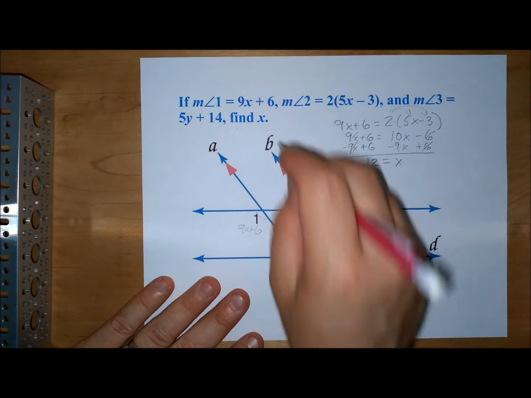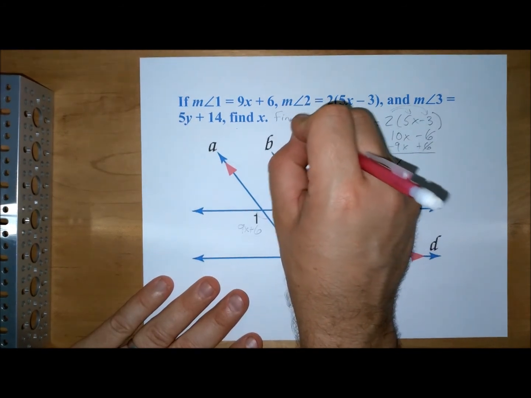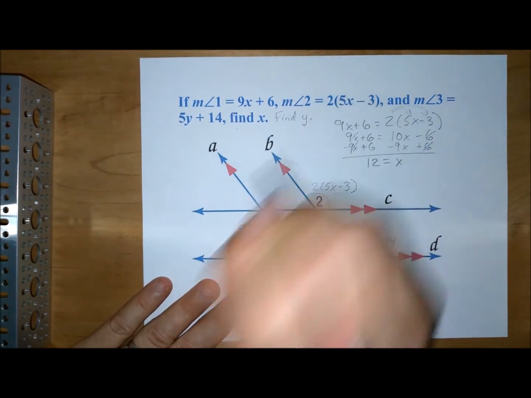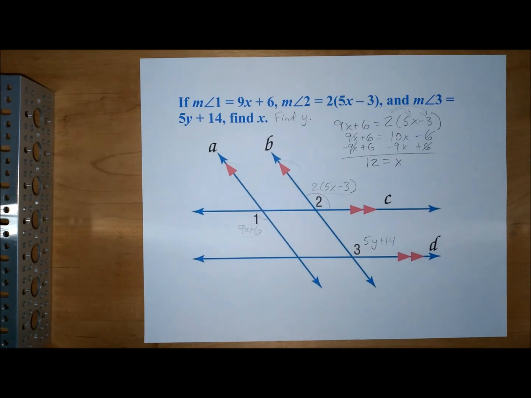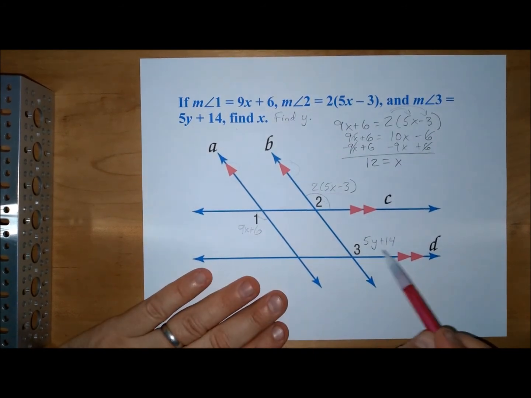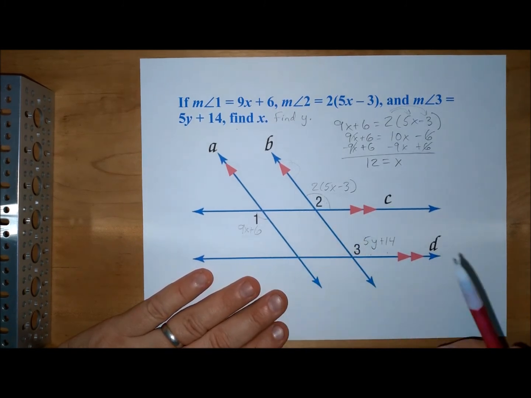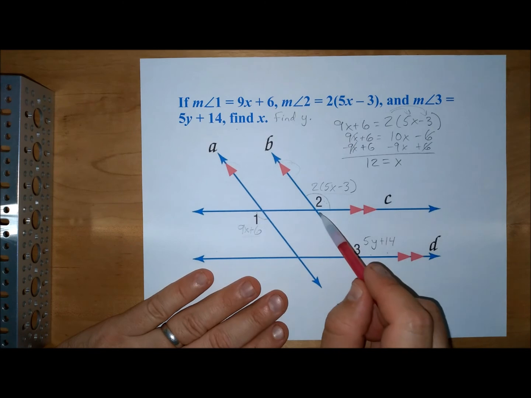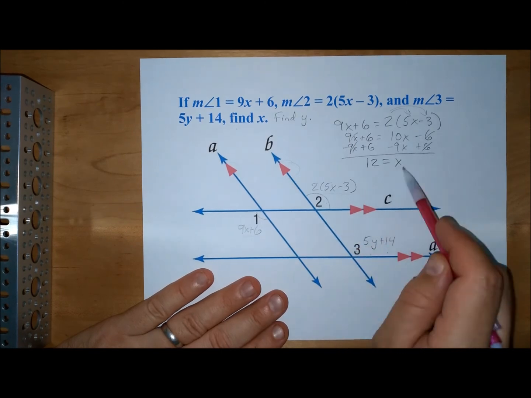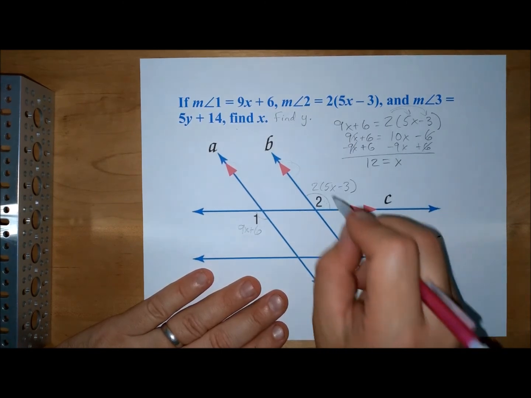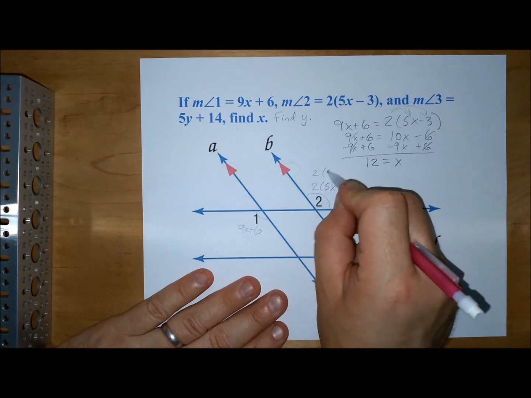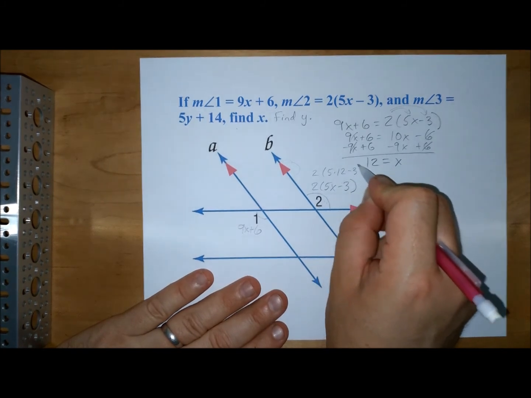They didn't ask us to find y, but guess what? I'm going to ask you to find y. Okay. How do we find y now? Well, we only have one expression with y in it, so we're going to have to relate it to something else that we know. Turns out that angle 2 now we can find because we know 12 equals x. So this is 2 times 5 times 12 minus 3.